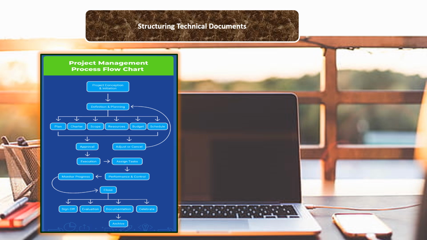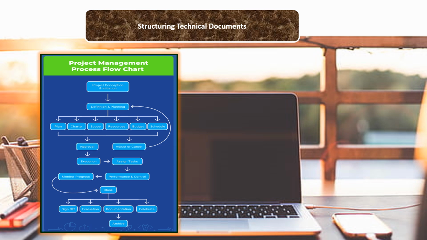Now again, after approval and execution, we have to assign the tasks to individuals, because there is also a team of technical writers. Suppose there is a big project, then there's a team of technical writers, and we assign the tasks to the concerned team. Then performance and control: we have to monitor how the work is going on, whether the work is of proper quality or not. We have to monitor all these things also. Then monitoring the progress, and after completion, the close.